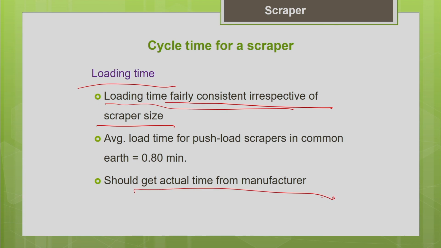So, you can take the actual loading time from the manufacturer for the particular scraper and for the particular material. The average load time for a pusher loaded scraper in common earth, for example, this typical value is given: for common earth, it is 0.8 minute. You can take these values from the equipment handbook or from the equipment manufacturer.